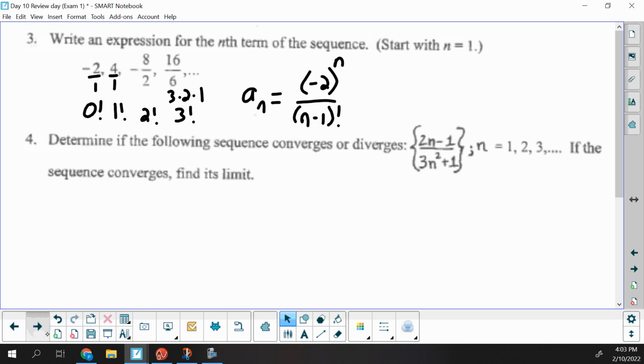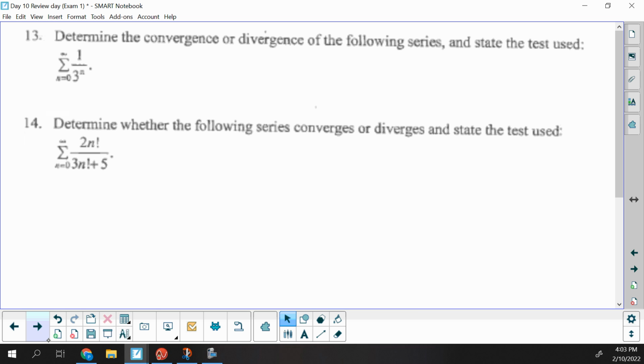Our next one we're going to look at is 14. We want to know whether this converges or diverges. Well, when n goes to infinity, that plus 5 really isn't going to be doing much. So kind of like when we have the same degree in numerator and denominator, we can really think of it as it's just going to be the factorials in numerator and denominator.